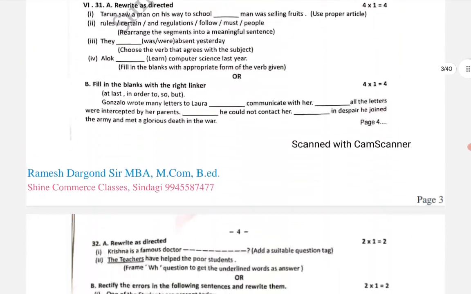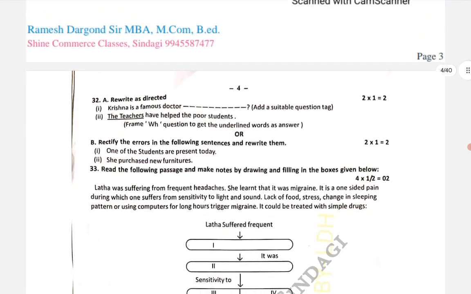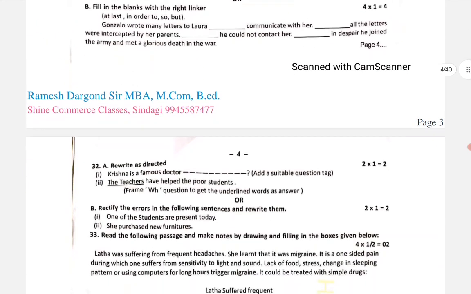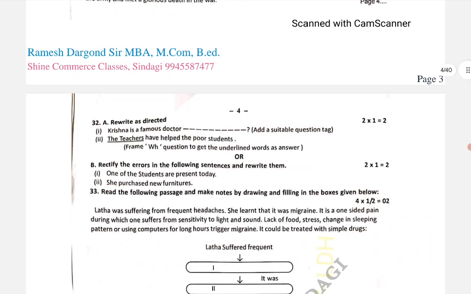Okay, next. There is a question 32. So this is also from the first PUC syllabus. Rewrite as directed. You will have one question tag question and one WH question. So here you have to add a question tag. Krishna is a famous doctor. Krishna is. There is a helping verb.